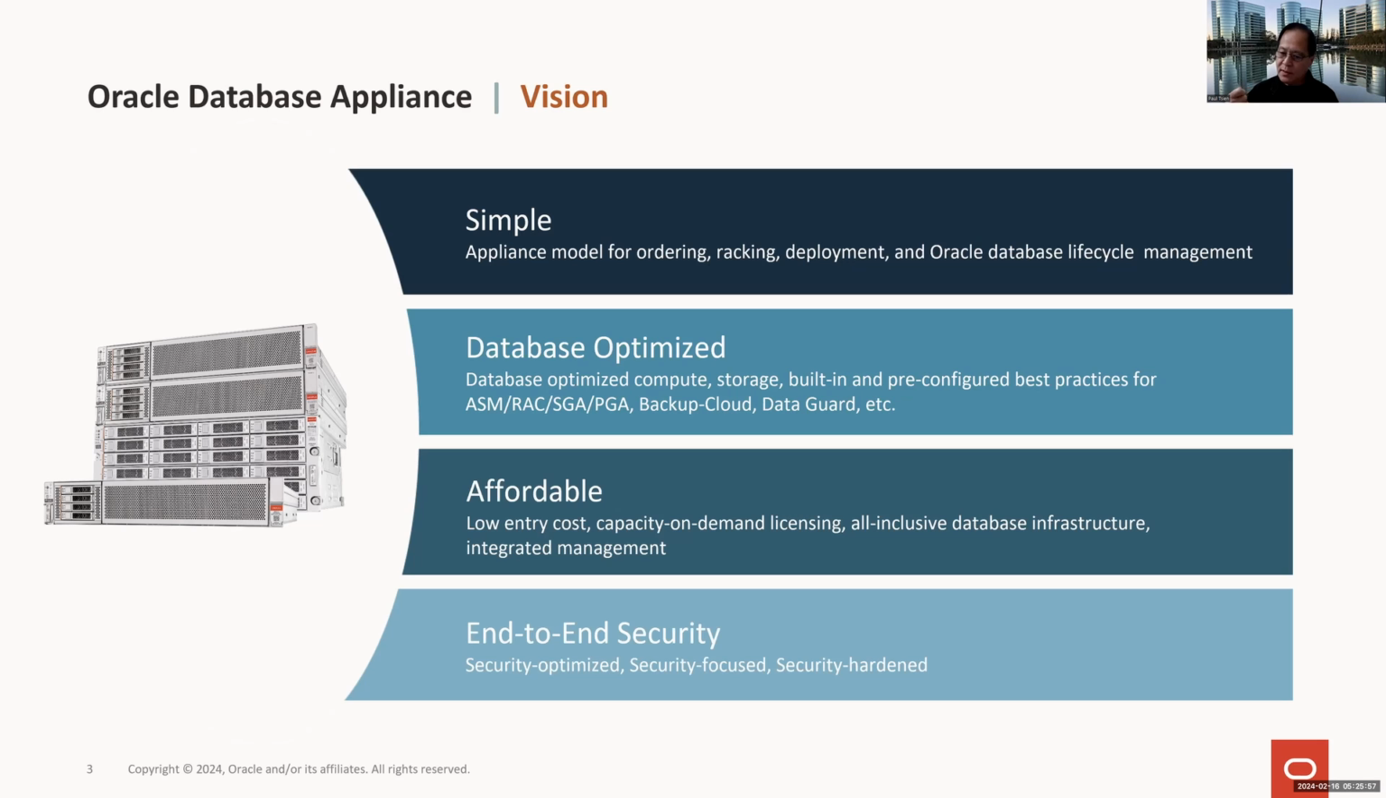And then we have on-demand licensing, right? So we ship you 128 cores. You just have to start with licensing 2 cores. So very attractive for our customers. And of course, we're Oracle, so it's end-to-end secure, okay?